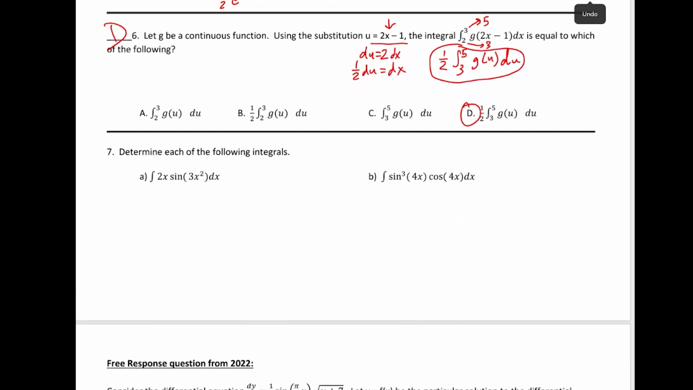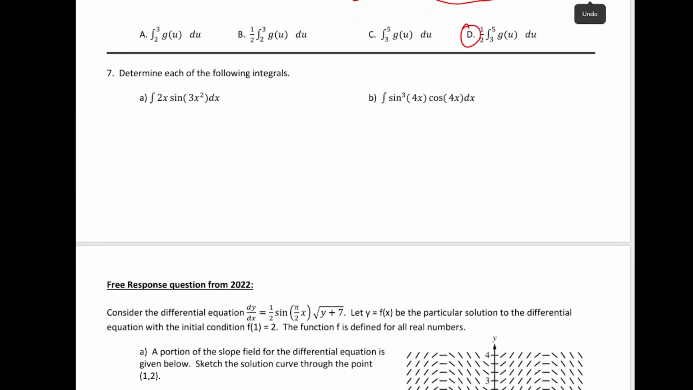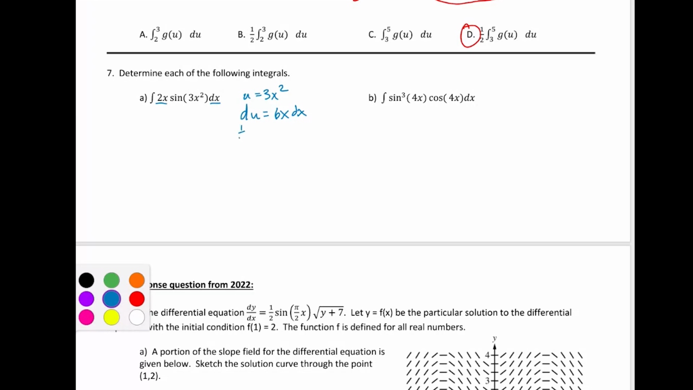Number 7, determine the following integrals. So just some more u substitution practice here. For this one, I'm going to let u be 3x squared, because that's the inside function. And then du would be, what would that be? 6x dx, although I have 2x dx, not 6x dx, so I need to divide both sides by 3. So 1/3 du is 2x dx.